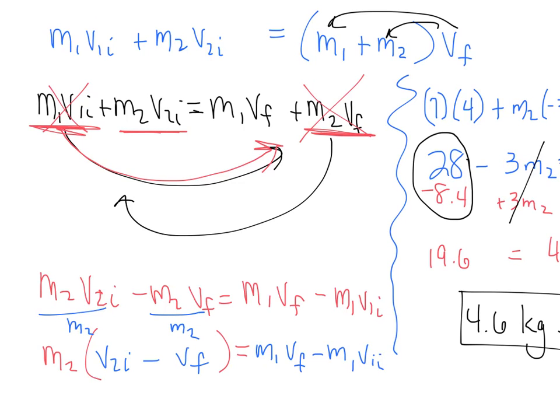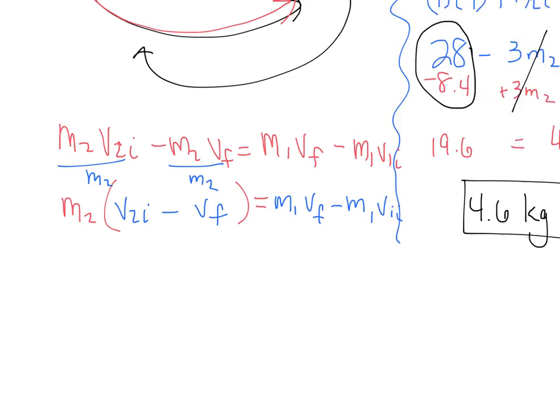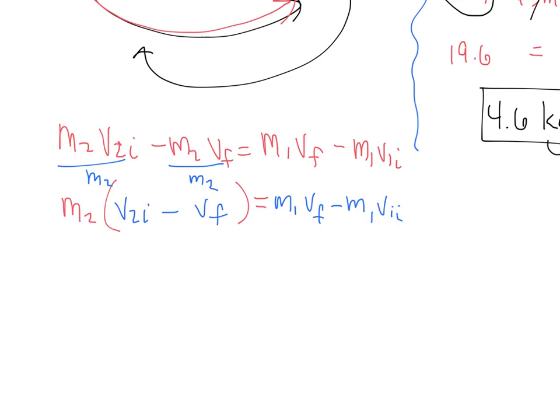Alright, and then finally to get M2 by itself, divide by the quantity V2I minus VF. That gives you M2.